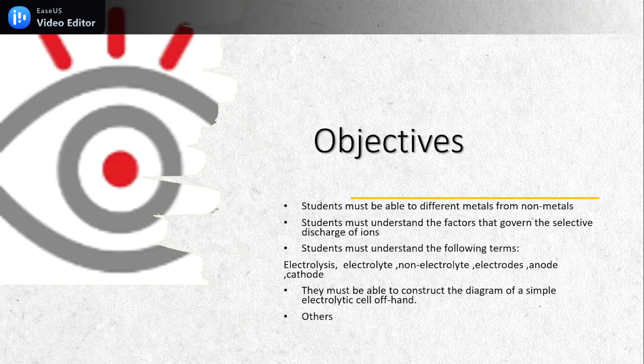So, what are the objectives of this session? The students must be able to differentiate metals from non-metals. They must understand the factors that govern the selective discharge of ions. They must understand the following terms: electrolysis, electrolyte, non-electrolyte, electrodes, anode, cathode. They must be able to construct the diagram of a simple electrolytic cell, offhand, and lots more.